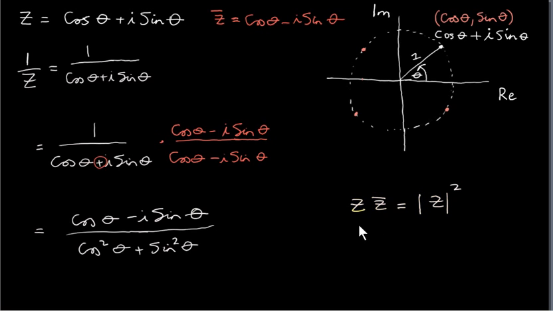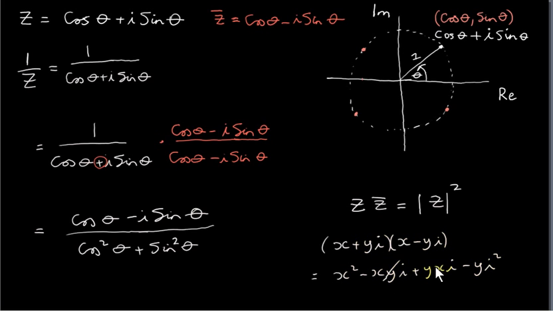Just to prove this in general, if z is any complex number x plus yi, then z bar is going to be x minus yi. Z bar is the conjugate of z. So we have x times x is x squared. We have x times minus yi, that's minus xyi. We have plus yi times x. And finally we have plus yi times minus yi, that's minus y squared i squared. These cross terms cancel out because we're multiplying expressions of the form a plus b times a minus b. So we end up getting a squared minus b squared. But since i squared is equal to minus 1, we end up with x squared plus y squared.